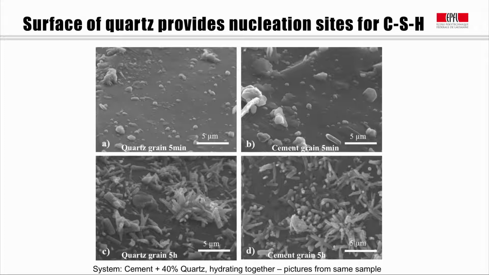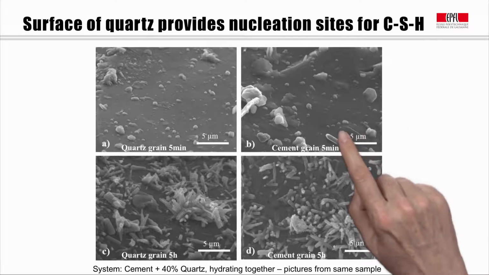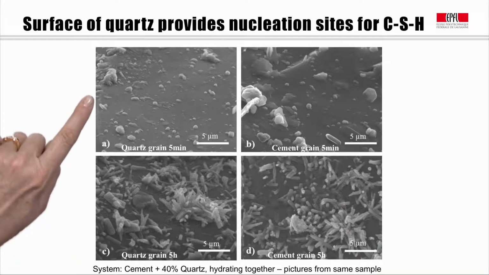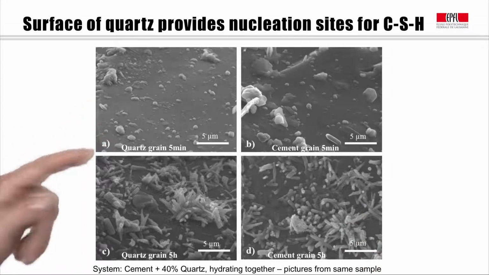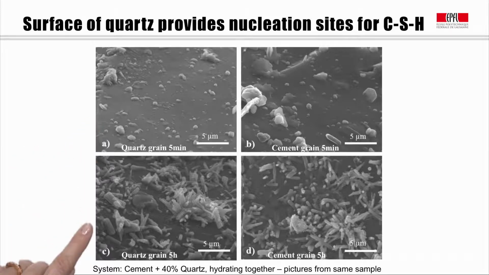This was a system of cement and quartz hydrating together, so the pictures are taken in exactly the same sample. Here we see a cement grain. You can see these little nuclei forming on the surface, and then you can see needles of CSH forming. And here we see the quartz grains. It looks really the same. We've got the CSH nuclei on the surface from very early times, and from those little nuclei the CSH is forming. So the hypothesis seems to be correct.